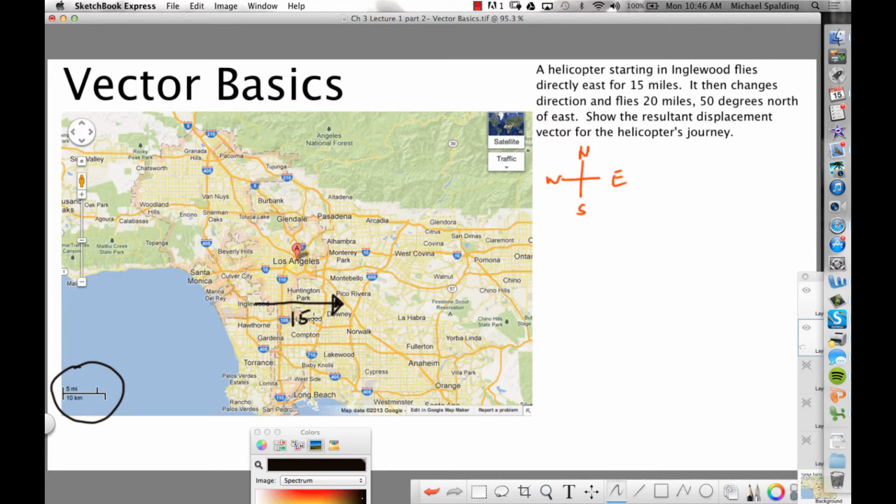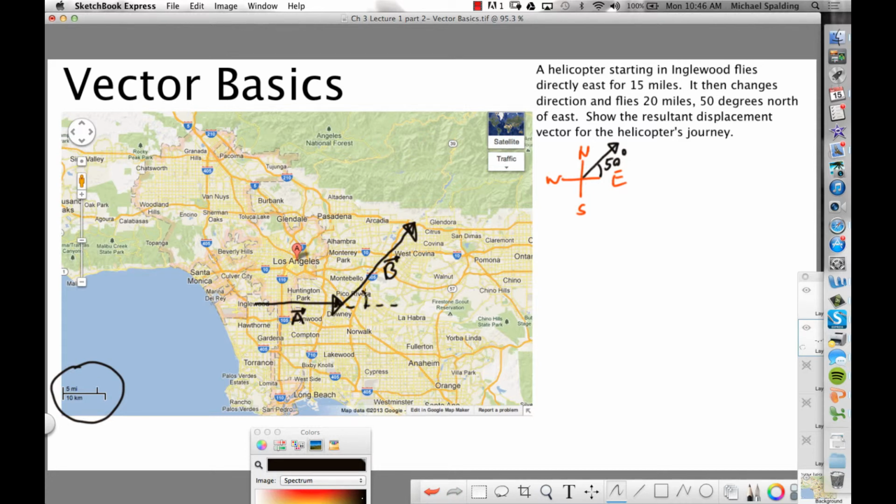So there's 15 miles. We'll call this part A of the journey. We'll label this A. Now, the second part of the journey, 50 degrees northeast. So 50 degrees northeast is something like that, right? Where that's 50 degrees. So 50 degrees northeast, boom, for about 20 miles, a little bit longer. So that indicates, we'll call this part B of the journey, like that.